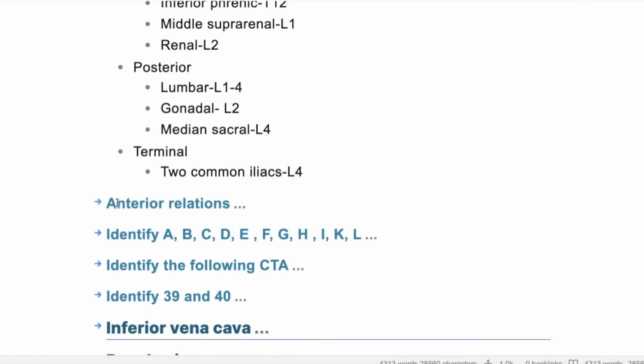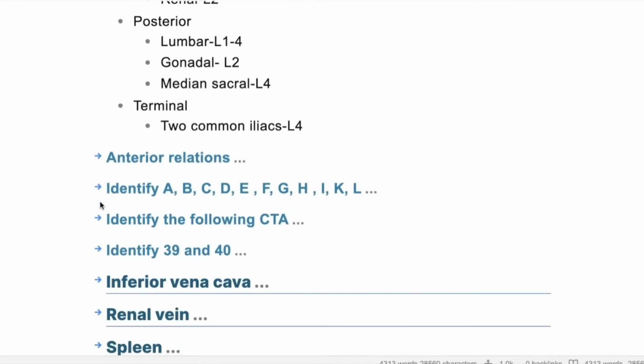There is no problem at all. Can you tell me the anterior relations of the abdominal aorta? Yes, first the celiac trunk, number two the superior mesenteric artery and the body of the pancreas and the splenic vein and the left renal vein and the root of the mesentery.